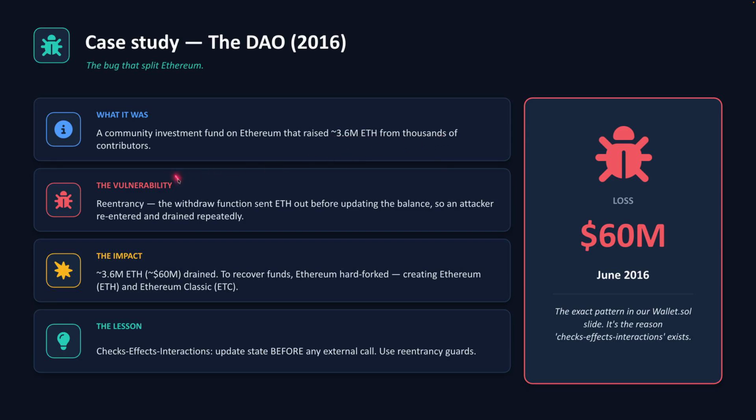What was the vulnerability? Re-entrancy. The withdraw function sent ETH out before updating the balance. So an attacker re-entered and drained repeatedly. What was the impact? 3.6 million ETH was drained. To recover funds, Ethereum hard forked, creating Ethereum, which is ETH, and Ethereum Classic, which is ETC.